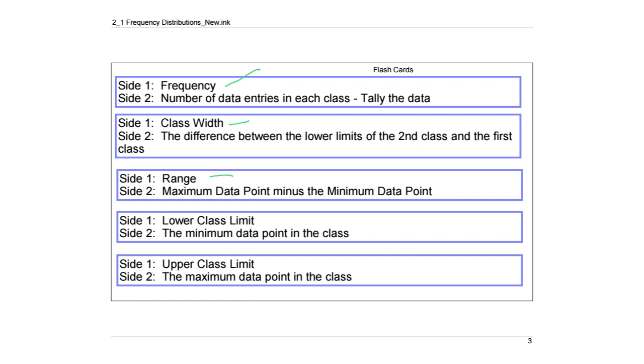So remember, we looked at 16 to 20. So the lower class limit would be 16. The upper class limit would be 20. And we have some flashcards with some examples so that you're not just looking at words.